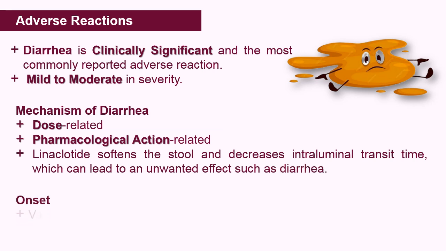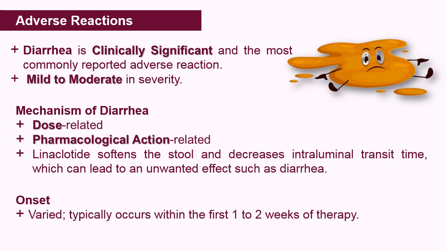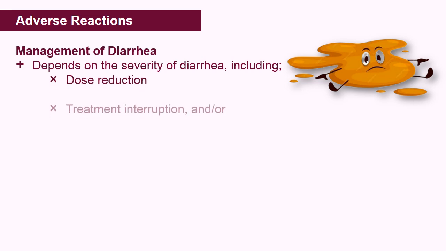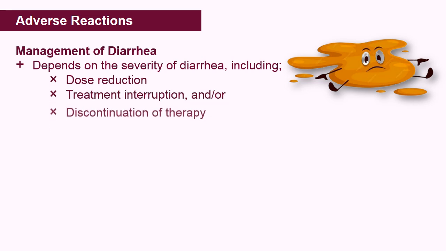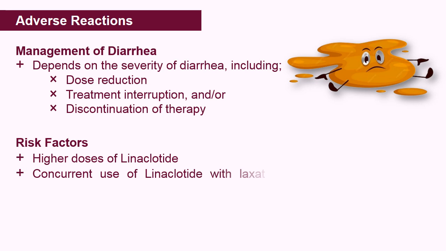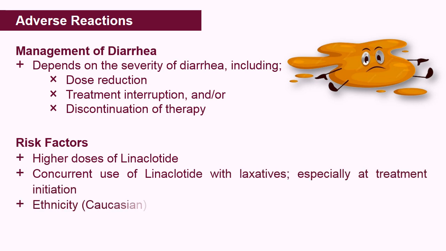Onset of diarrhea is varied, typically occurs within the first 1 to 2 weeks of therapy. Management of this adverse reaction depends on the severity of diarrhea, which includes dose reduction, treatment interruption, discontinuation of therapy. Risk factors of adverse reactions include higher doses of linaclotide, concurrent use of linaclotide with other laxatives, especially at treatment initiation, ethnicity like Caucasian, and older age greater than or equal to 65 years.